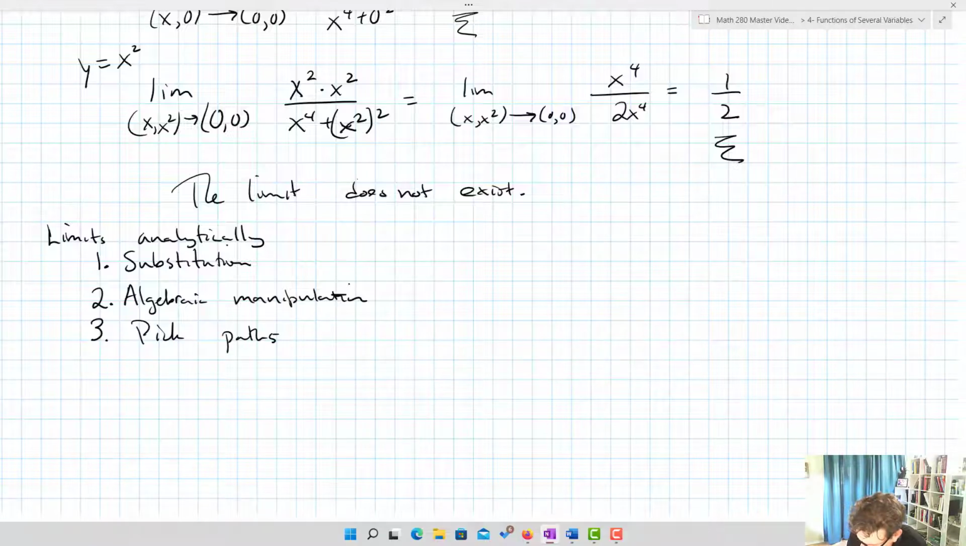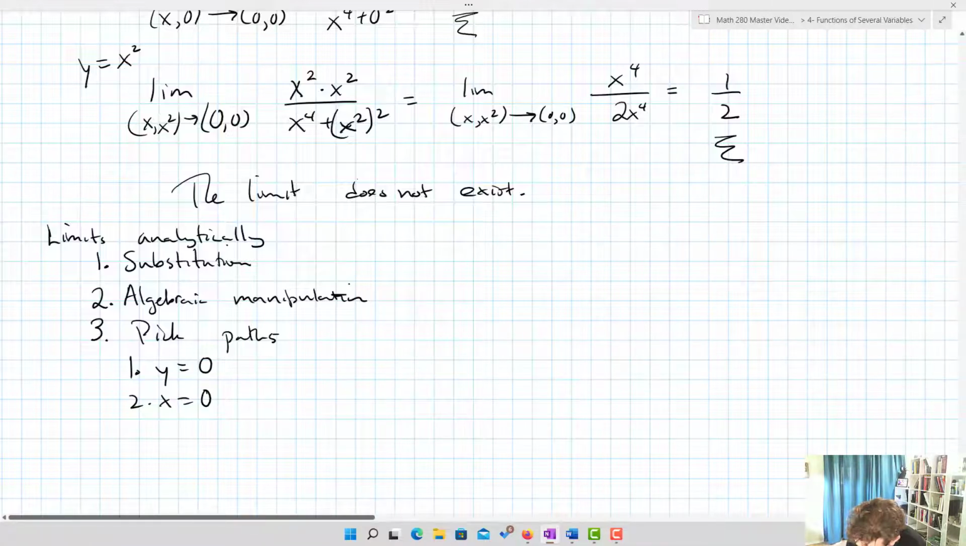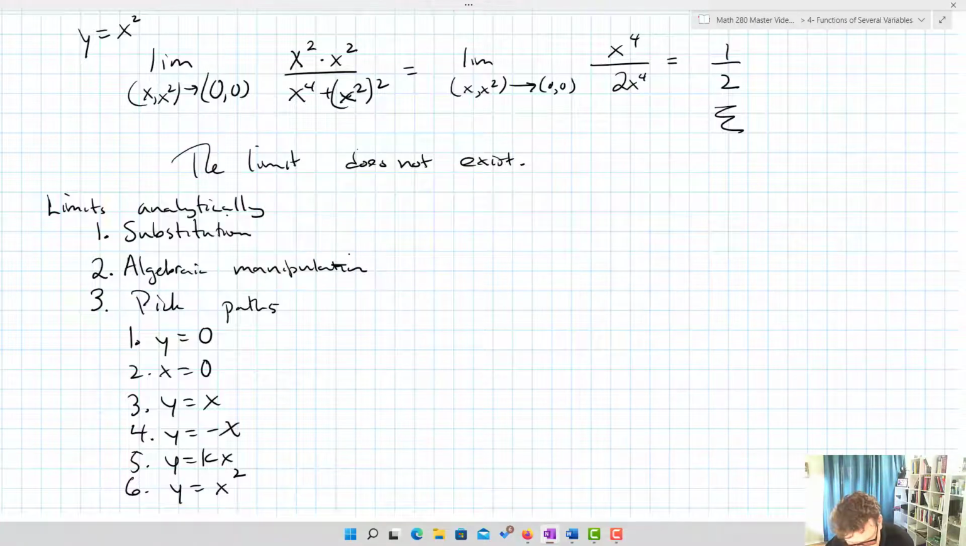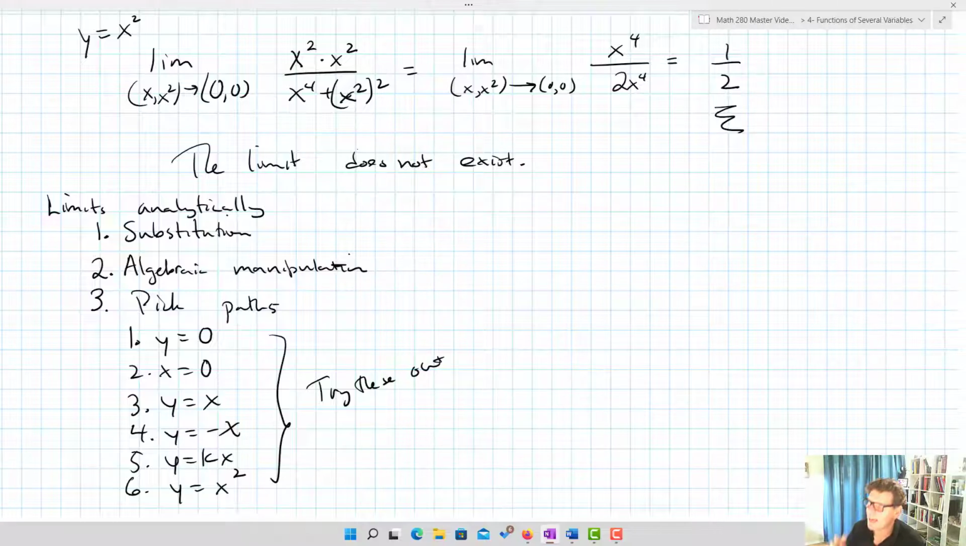And in terms of paths, if you find yourself having to pick some paths, a couple of things to try: y equals 0, x equals 0, y equals x, y equals negative x. You might want to try also y equals kx, where k is some constant, if you can pick the right constant, or also y equals x squared. I mean, theoretically, you could be trying out cosine x or sine x. It just depends upon the function that you're looking at, but these are some ones that you might want to try out. Okay, so try these out to see if you can basically get your limit to equal two different things when you're coming along different paths. And so that's how we're going to figure out things analytically.